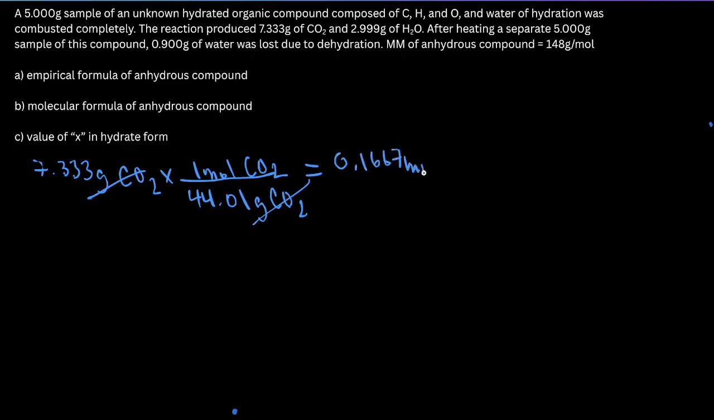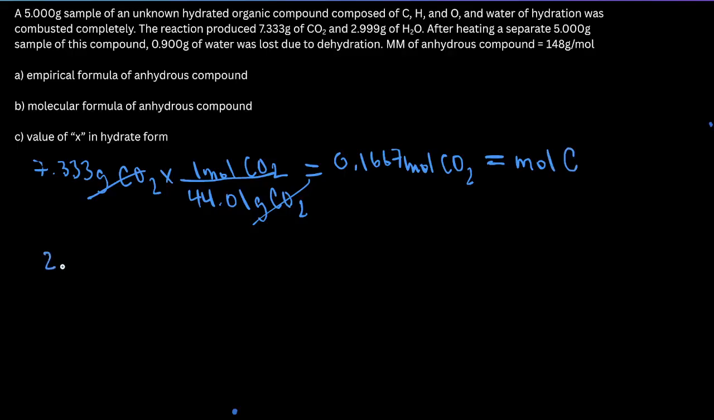giving us an answer of 0.1667 moles of CO2. And remember, we wanted our moles of carbon, but looking at our chemical formula of carbon dioxide, we see that for every 1 mole of carbon dioxide, we actually have 1 mole of carbon. And that means that this answer is also equal to our moles of carbon. Now, we do the same thing for our water.